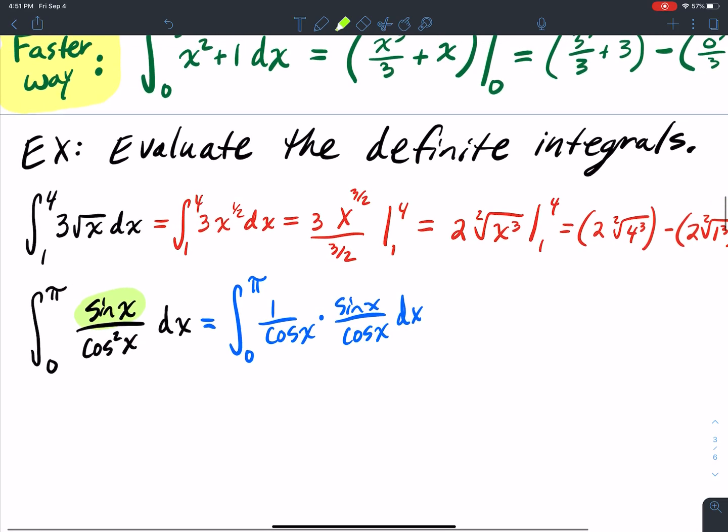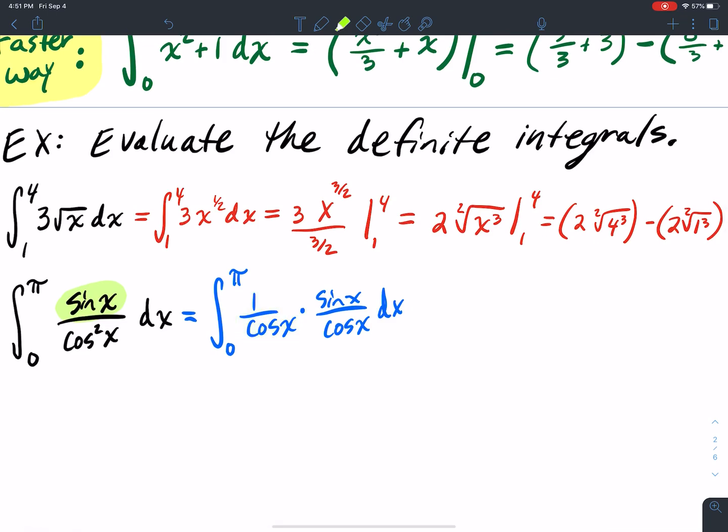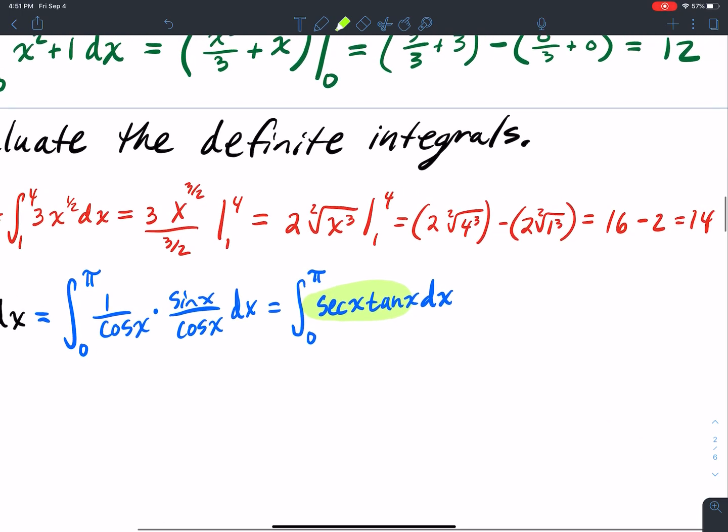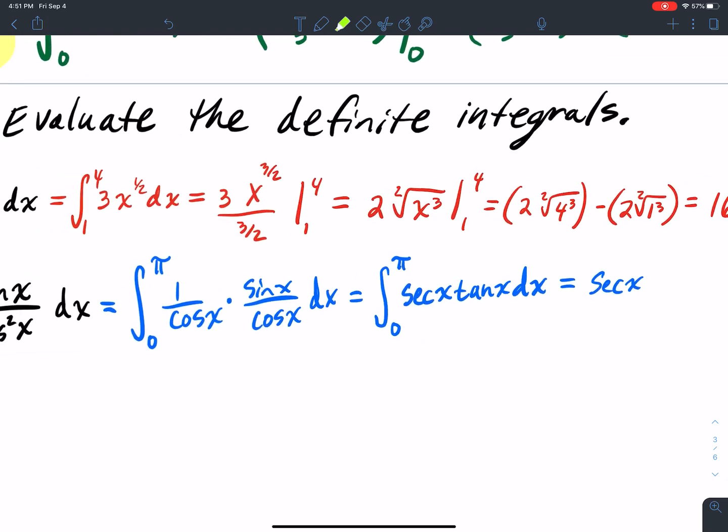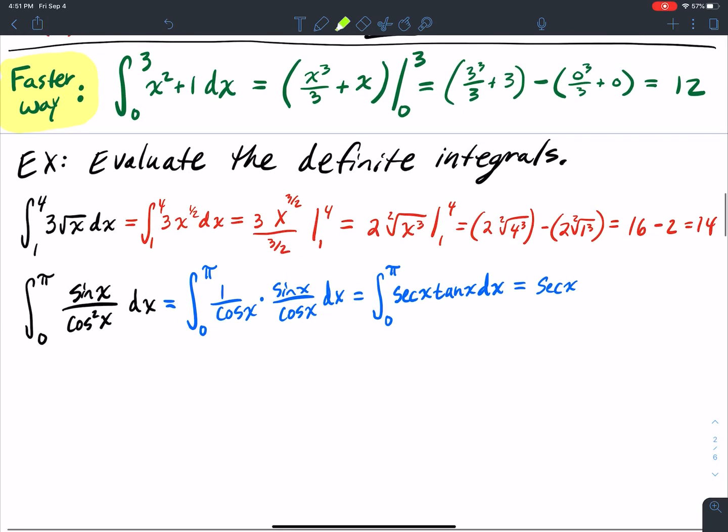I can use my trig identities. 1 over cosine is equal to secant. And then sine over cosine is equal to tangent. And now you should be thinking, oh, I know what the integral of secant tangent is. Integral of secant tangent is just secant. It's one of those rules that you need to memorize, right? This is why it's important to memorize the rules so you can just write out the answer.